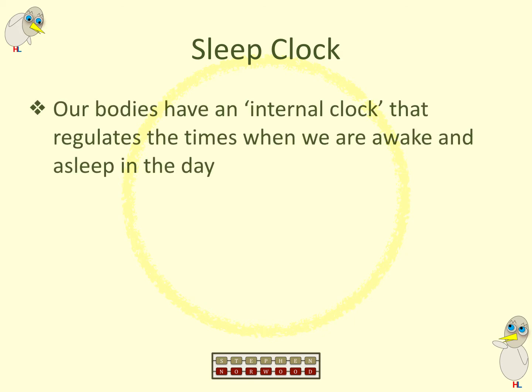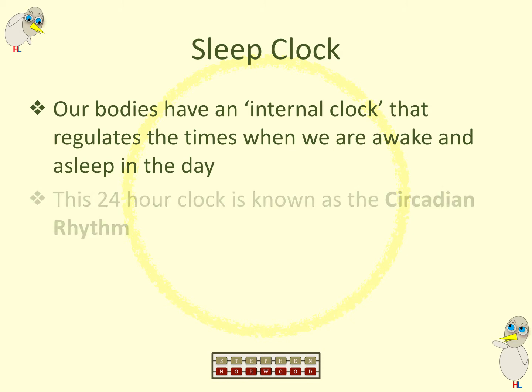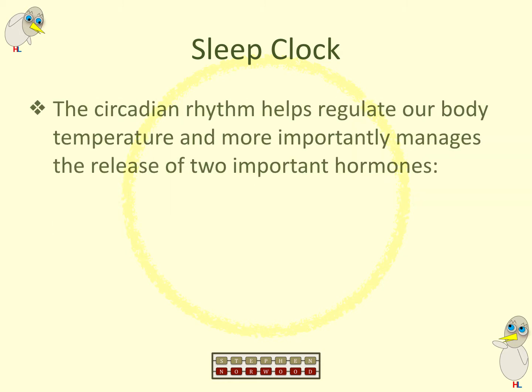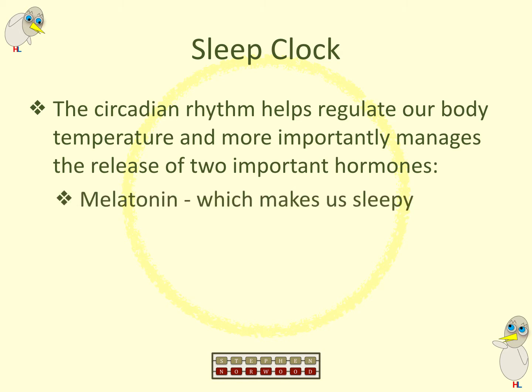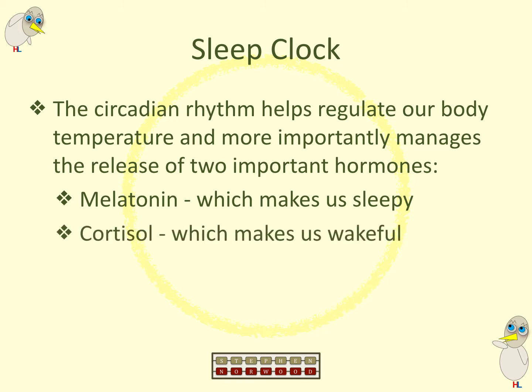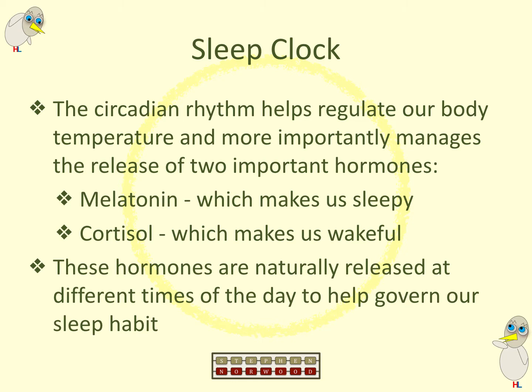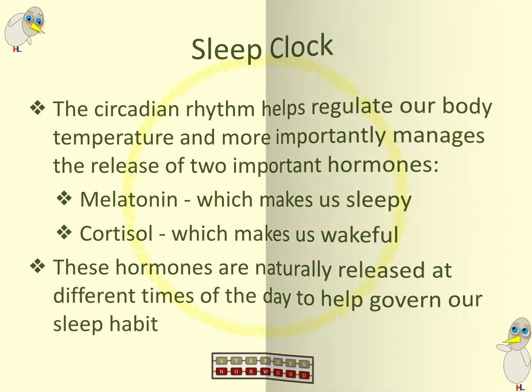Sleep clock. Our bodies have an internal clock that regulates the times when we are awake and asleep in the day. This 24-hour clock is known as the circadian rhythm. The circadian rhythm helps regulate our body temperature and, more importantly, manages the release of two important hormones: melatonin, which makes us sleepy; cortisol, which makes us wakeful. These hormones are naturally released at different times of the day to help govern our sleep habit.